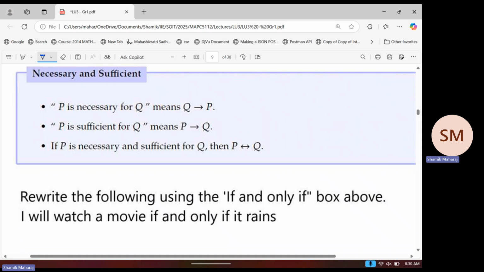Okay. So we have a task at the bottom here. What's this telling us to do? The following is if and only if.